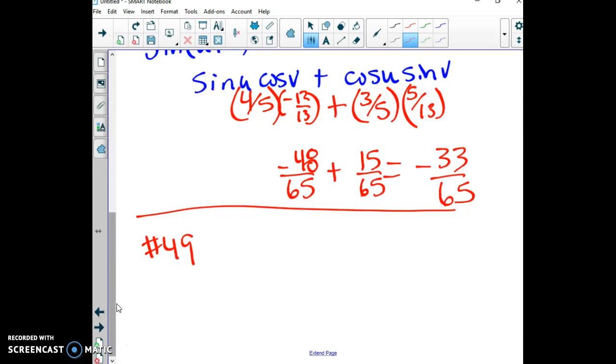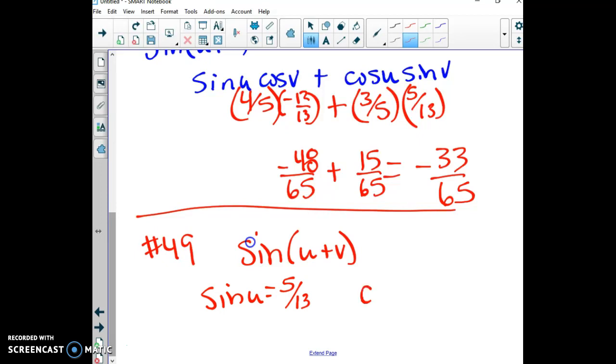So problem 49, you guys please do this one. It wants the exact value of the sine u plus v, given that sine of u is 5/13 and the cosine of v is negative 4/5. Both of them are in quadrant 2. Try that one and come back and check your answer.